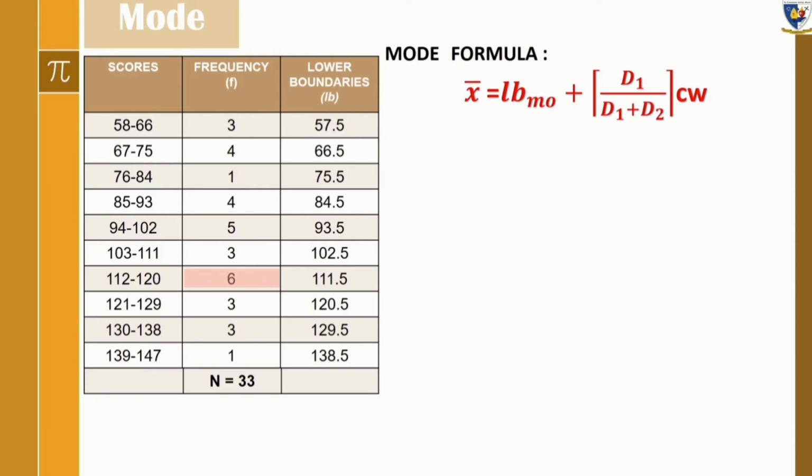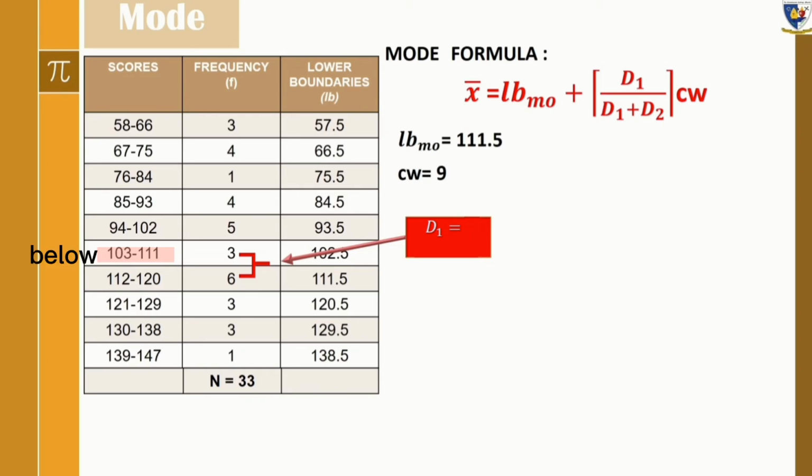So we can already identify that our lower boundary is 111.5. And of course, our class width is still 9. Now, to get d sub 1, the highest frequency minus the frequency below the modal class. And again, because these classes are arranged in ascending order, the 103 to 111 class is below the modal class, and its frequency is 3. Therefore, 6 minus 3 equals 3. So d sub 1 is equal to 3.